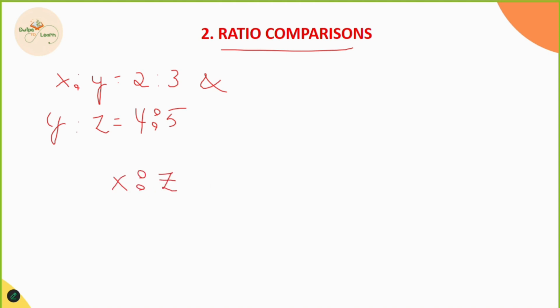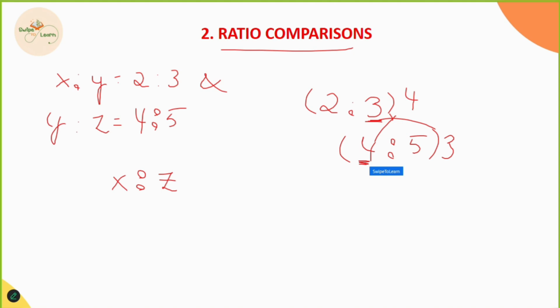So to solve these kinds of questions, what we need is simply to note down the given ratios. 2 is to 3, 4 is to 5. Now what we need to do is multiply. Multiply with 4 here and multiply with 3 here. Okay, multiply with the last term and multiply with the first term.